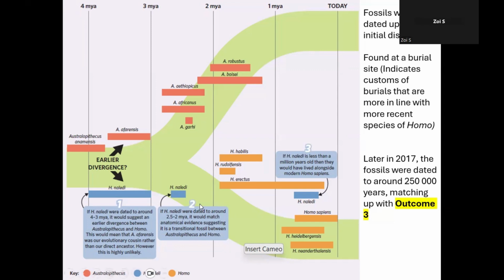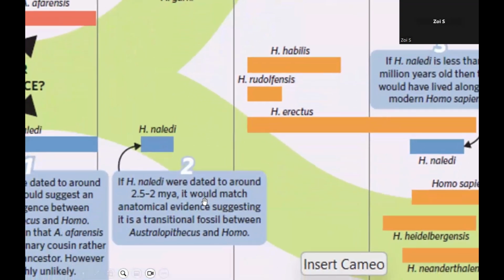So we thought maybe it could be this, right? Maybe it could be outcome two, where if they were dated around 2.5 to 2 million years ago, it would match the anatomical evidence.